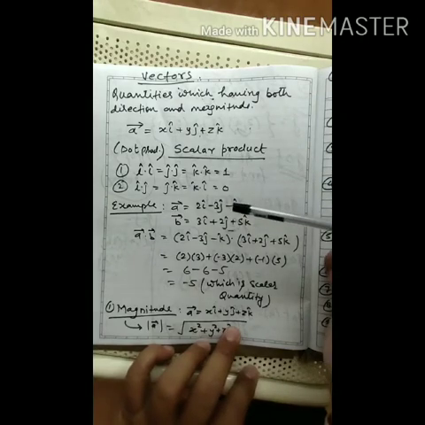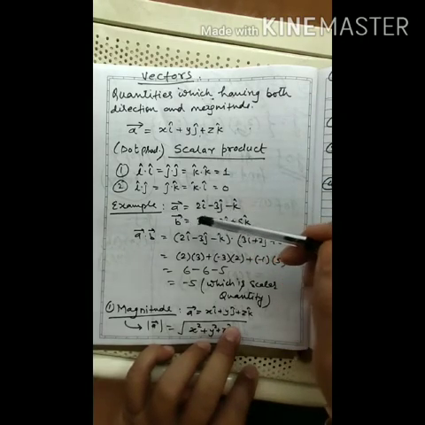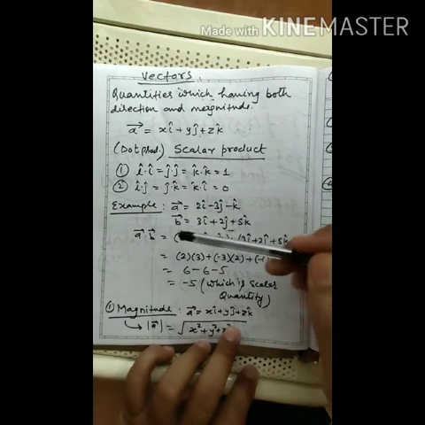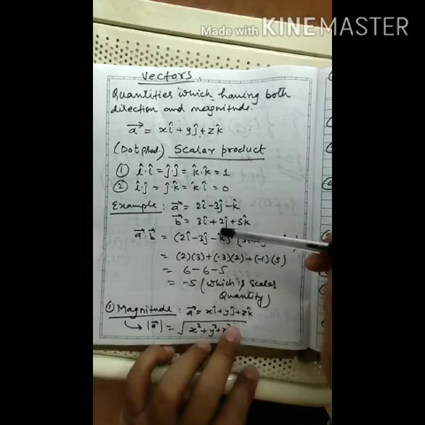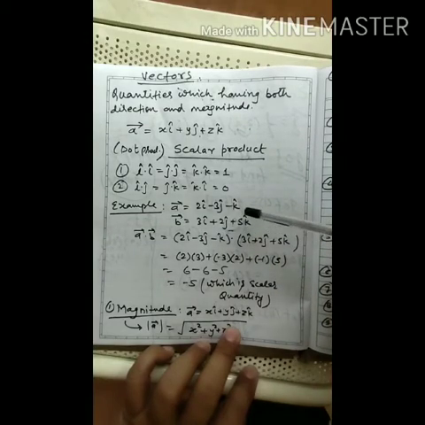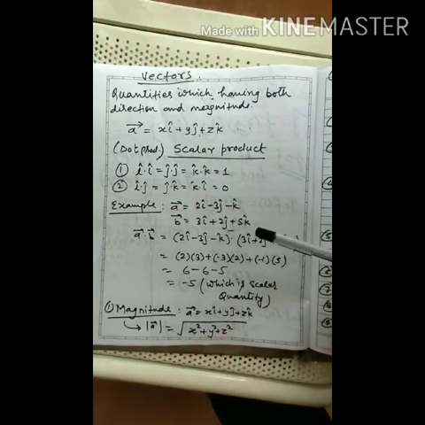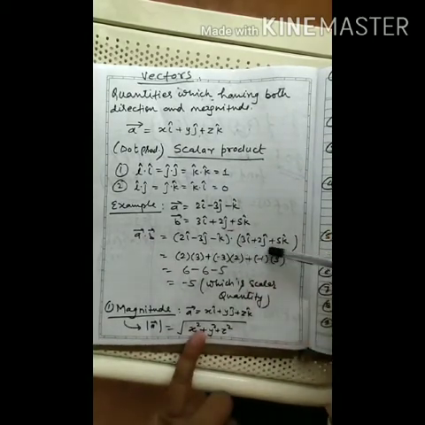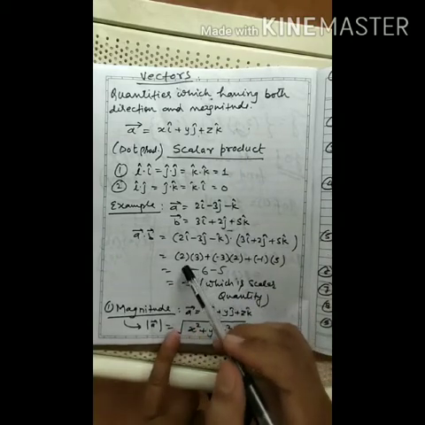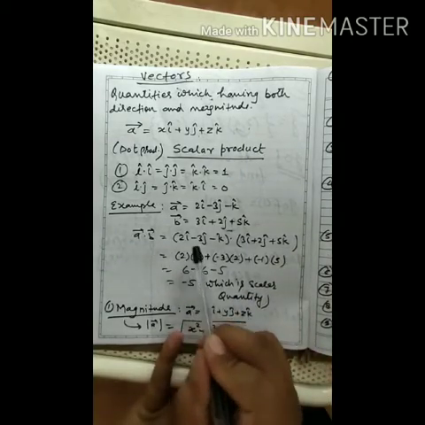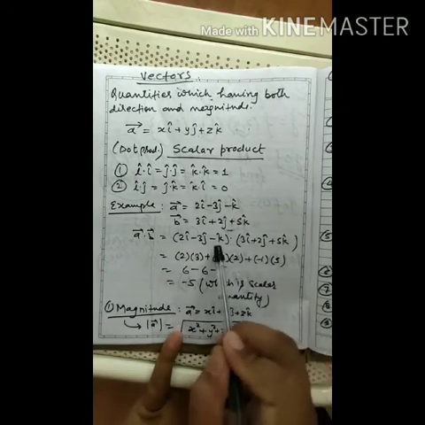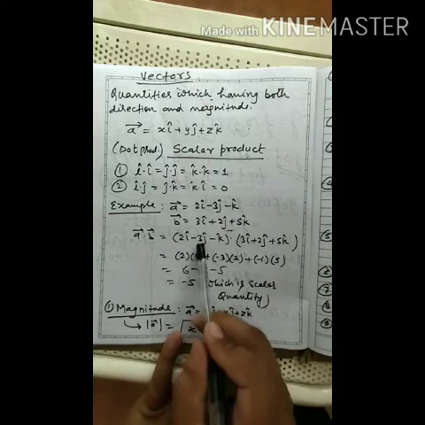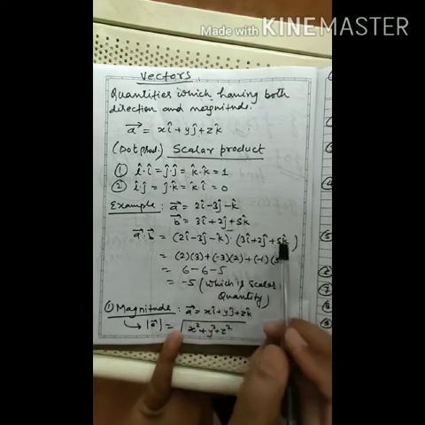Now let us take an example. A vector as 2i cap minus 3j cap minus k cap, b vector as 3i cap plus 2j cap plus 5k cap. Find the scalar product, that is a dot b. So a dot b will be, this is vector a dot, this is vector b. Now multiply I with I, j with j, and k with k. Okay, 2 into 3 minus 3 into 2 minus 1 into 5.